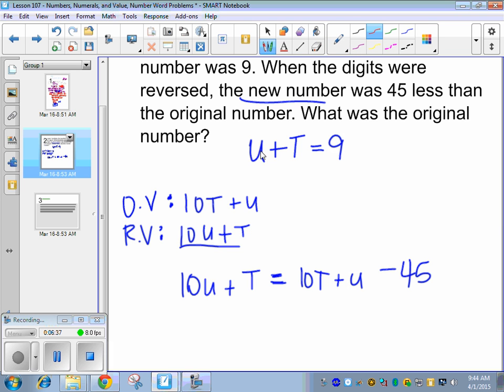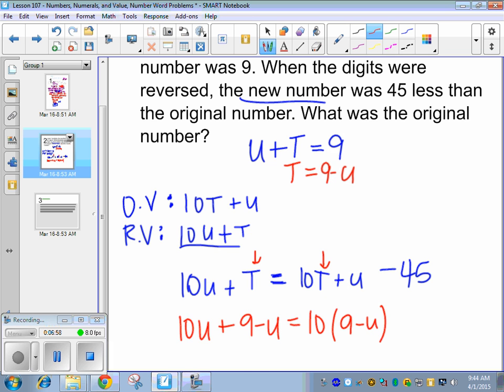Do you want to solve for u or t? Doesn't matter. We'll solve for t this time. So t is equal to 9 minus u. So I'm going to replace the t here. Oh, maybe I did do t last time too. I don't know. Whatever. Okay, doesn't matter. So 10u plus, plug in t, so that's 9 minus u. And plug in t, 9 minus u, plus u minus 45.